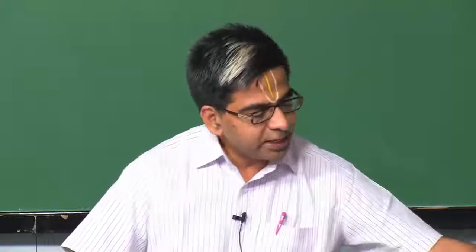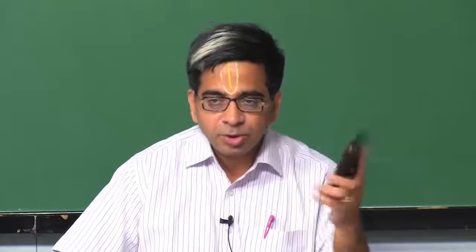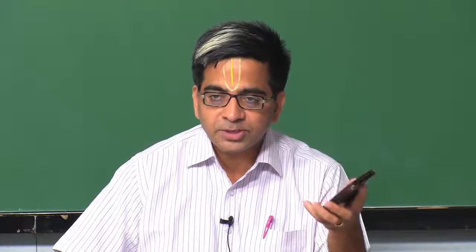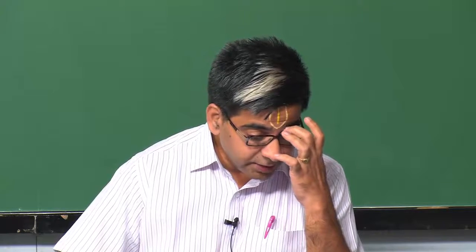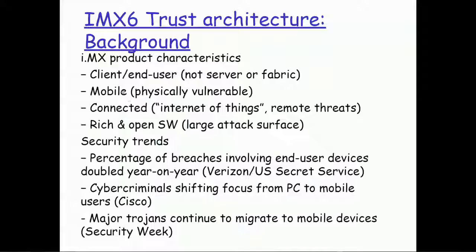So, it could be something like my mobile phone, right. It could be an ARM processor, IMX6 ARM processor based mobile phone, and that is basically what we have also actually developed right now in the networks lab of IIT, right. It could typically be a mobile. When I say mobile, it is physically vulnerable, right. What do we mean by physical vulnerability? Somebody can steal it, somebody can easily tamper with it, right.